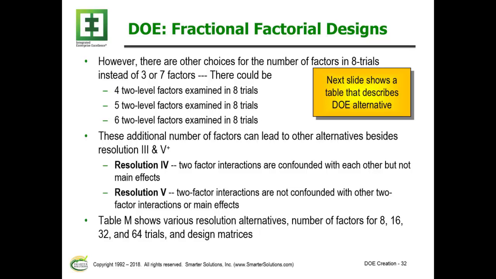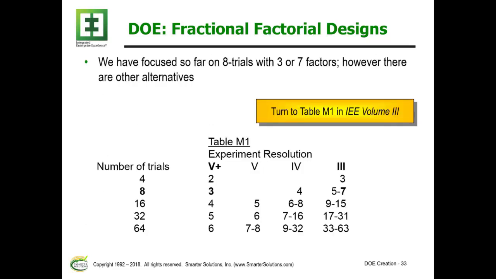However, there are other choices, and we designate those as resolution 4 and resolution 5. Resolution 4 has 2-factor interactions combined with others, but not the main effects. In resolution 5, 2-factor interactions are not combined with other 2-factor interactions or the main effects. Table M shows the various resolution alternatives for the number of factors in 8, 16, 32, and 64 trials. With the IEE approach to design of experiments, we only look at 2-level factors, and it's 2 to the n, so it's 8, 16, 32, or 64 trials. We don't do other trials such as 12, 24, and so on. These Plackett-Burman designs or other designs don't have a clean interaction assessment. We can do some great, wonderful things with 2 to the n, as described in the book. This is what the table looks like on table M; it shows the various resolutions you would get for the different numbers of trials.